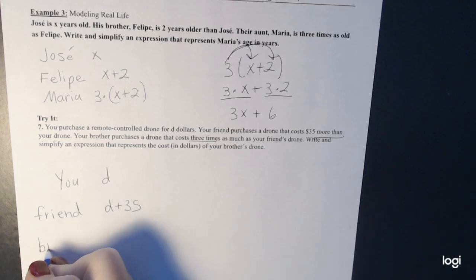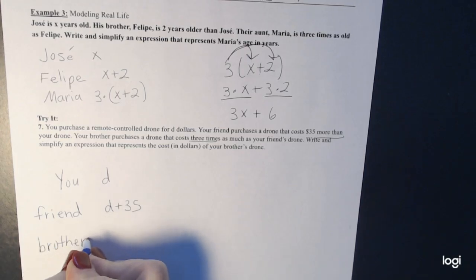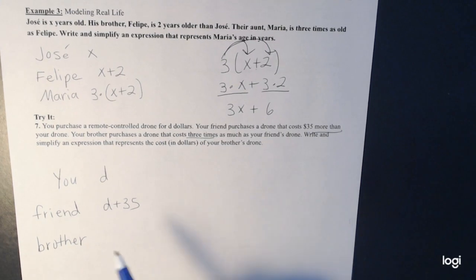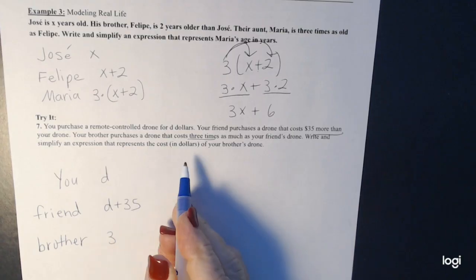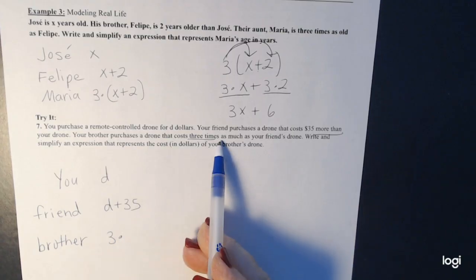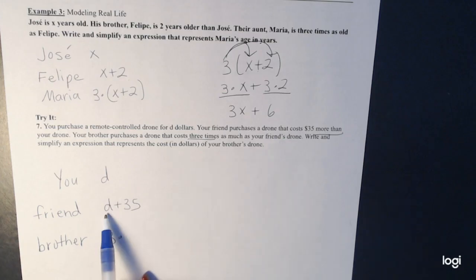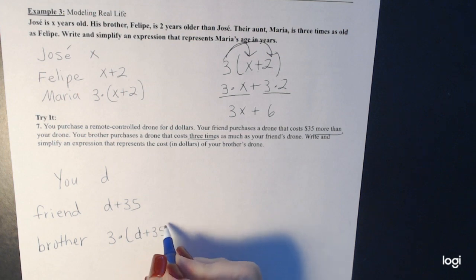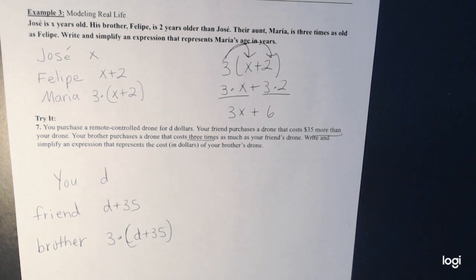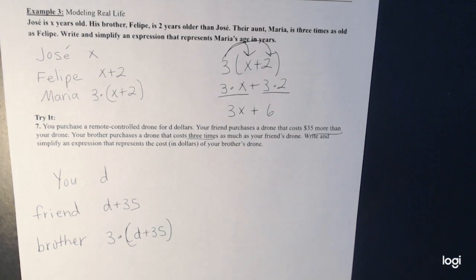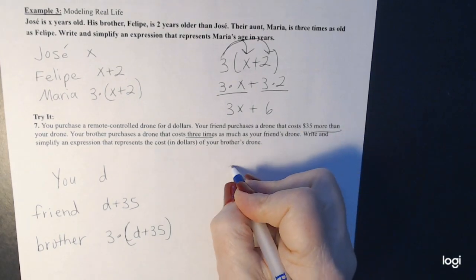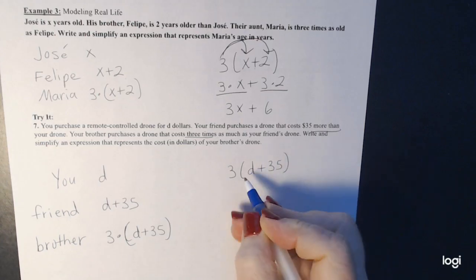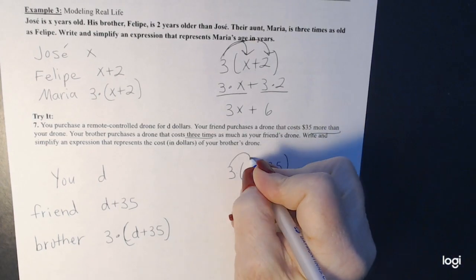Now we're going to look at your brother. All right, let's see. Your brother purchases a drone that costs 3 times as much as your friend. Well, here's your friend, so we have to take this times your friend. This is your friend. So we need to keep that in parentheses. All right, looks like we're going to have to do the distributive property here, which is 3 times d plus 35. We don't have to put the times symbol. We already know that.